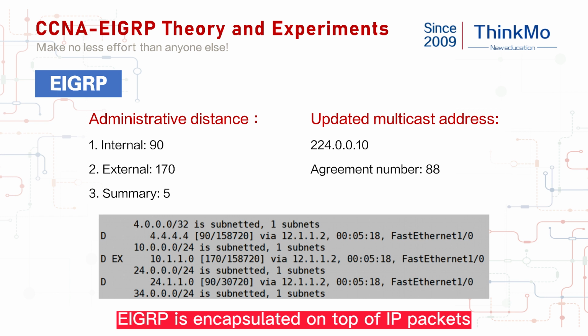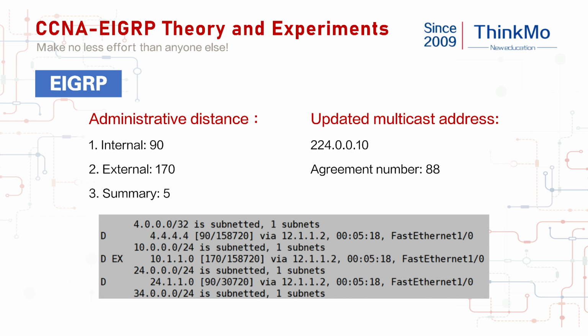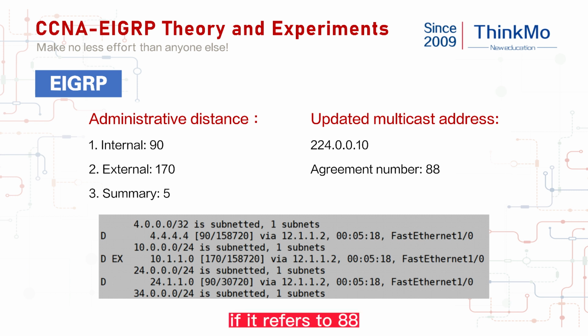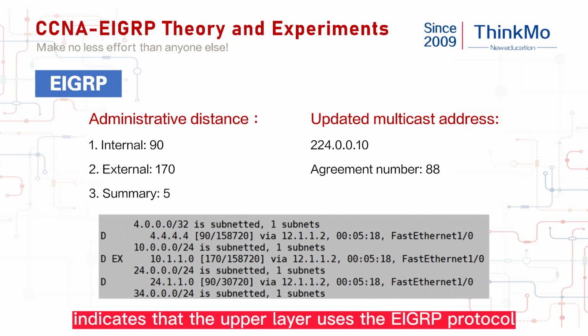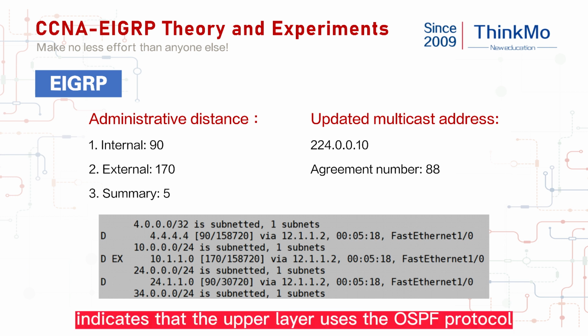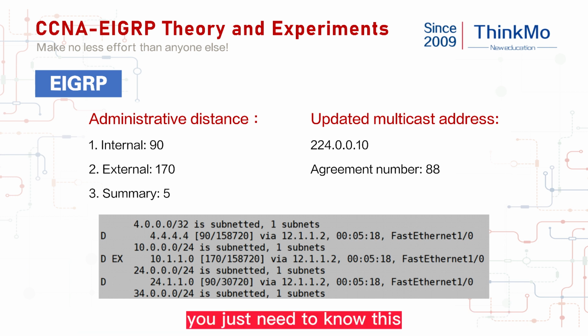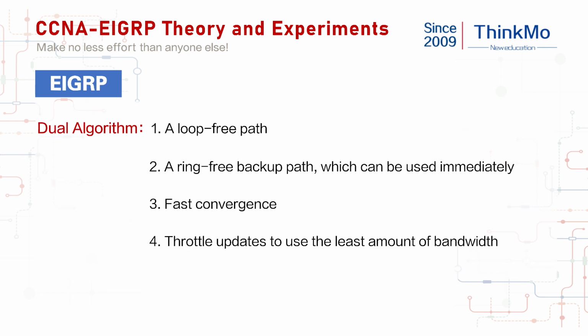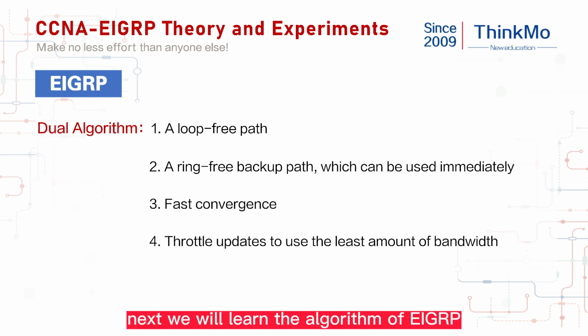EIGRP is encapsulated on top of IP packets. There is a protocol field in the IP packet. If it refers to 88, it indicates that the upper layer uses the EIGRP protocol. If here is 89, it indicates that the upper layer uses the OSPF protocol. You just need to know this. Don't ask you to remember it. Okay. Next we will learn the algorithm of EIGRP.